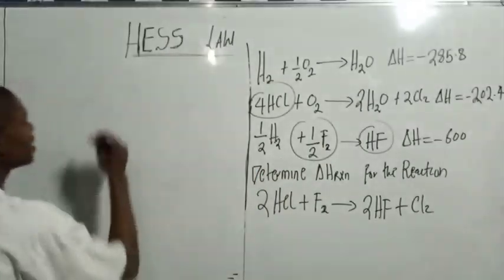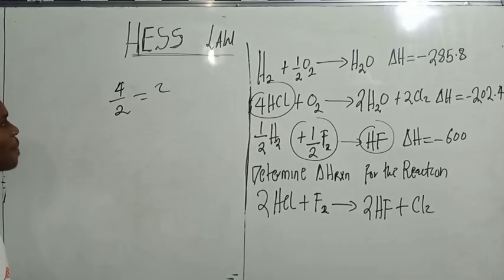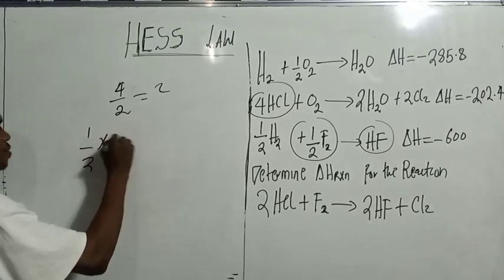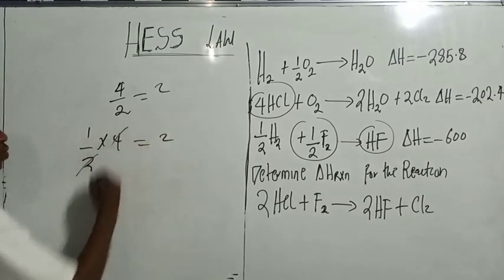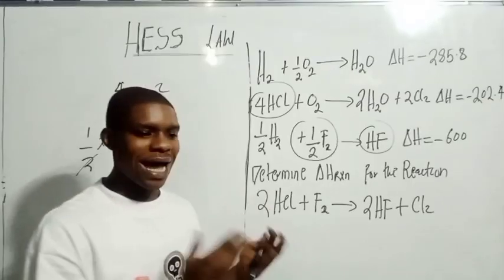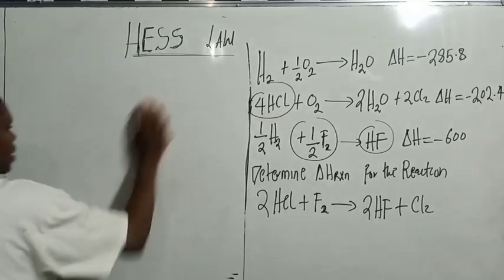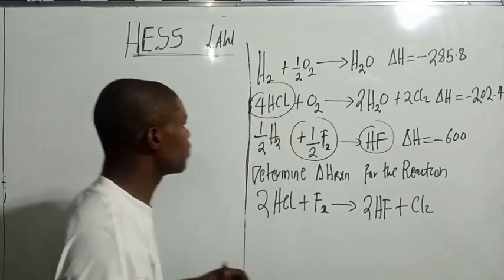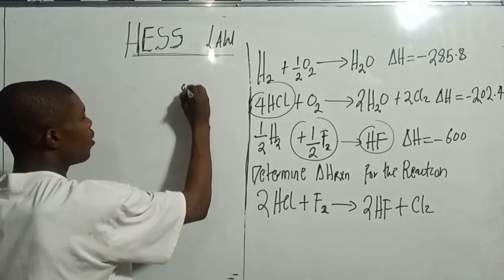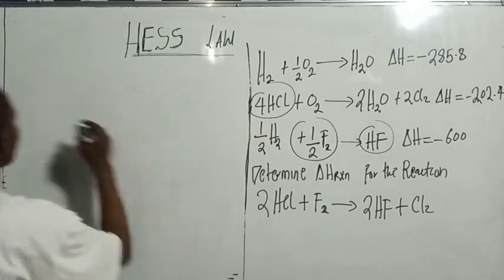Remember, if I divide 4 by 2, I want to get 2. Okay? And if I multiply by half, half times 4 is going to be 2. So I multiply by half. That is the only change I want to do here. So if I multiply it by half, here is going to be 4 times half, right? And here I'm going to have 2.